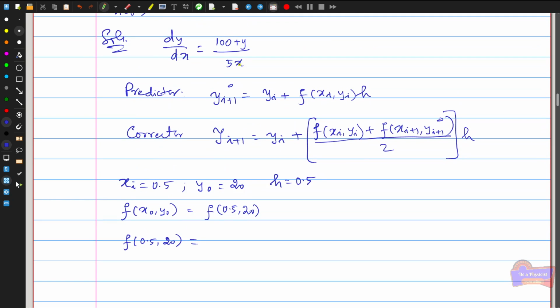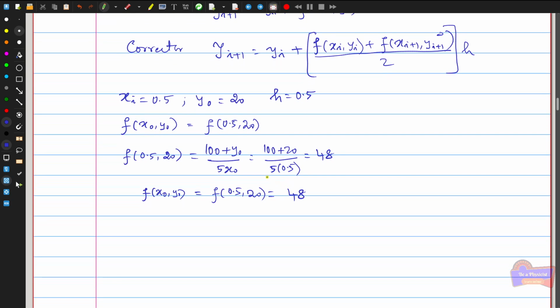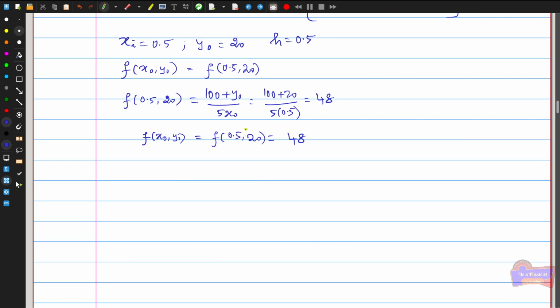So (100 plus y) divided by 5x, I can substitute the values of x0 and y0 here to get the value: 100 plus y0 divided by 5 times x0. The x0 and y0 values give 100 plus 20 divided by 5 into 0.5, which will give you the value of 48. So f of x0 comma y0, that is f of 0.5 comma 20, is equal to 48.